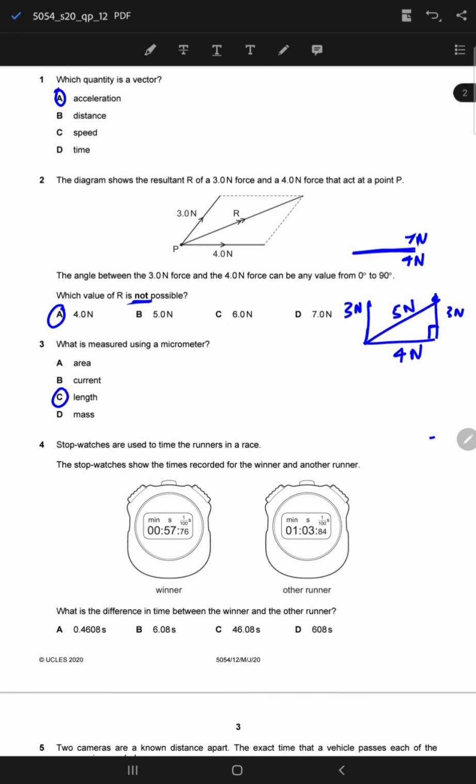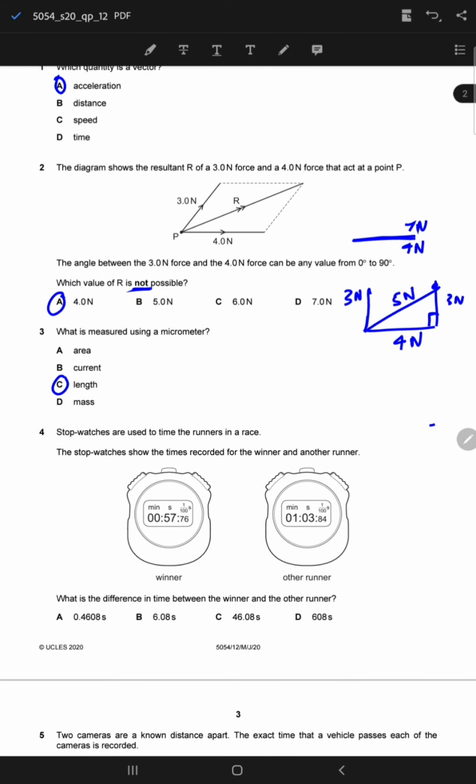Moving on. Stopwatches are used to time the runners in a race. The stopwatches show the times recorded for the winner and another runner. You have different times for the winner and another runner. What is the difference in time between the winner and the other runner? So you have to figure out the difference in the time.